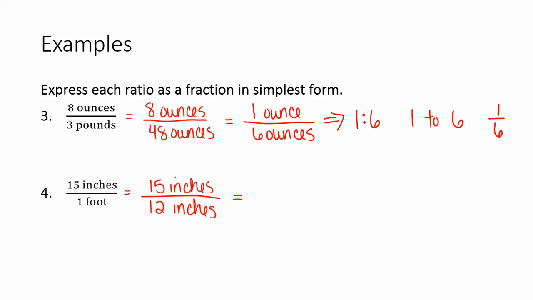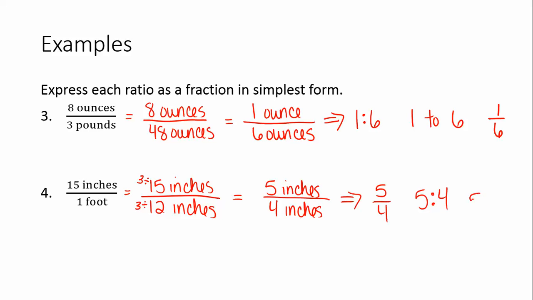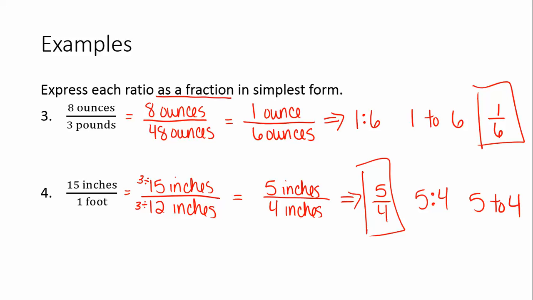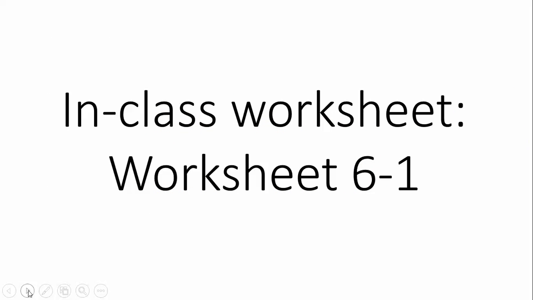And now we need to simplify this. They both are divisible by 3. So we get 5 inches to 4 inches. And we can write that as 5 over 4, 5 to 4 using the colon, or using the actual word, 5 to 4. It does say expressed as a fraction in simplest form, so those would be the two answers you're looking for, numbers 3 and number 4. In class, we'll work on worksheet 6-1.